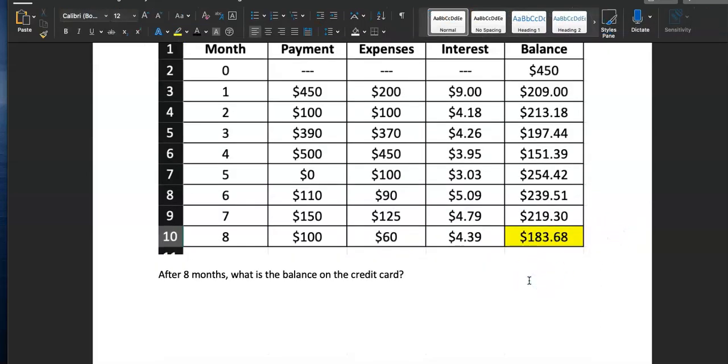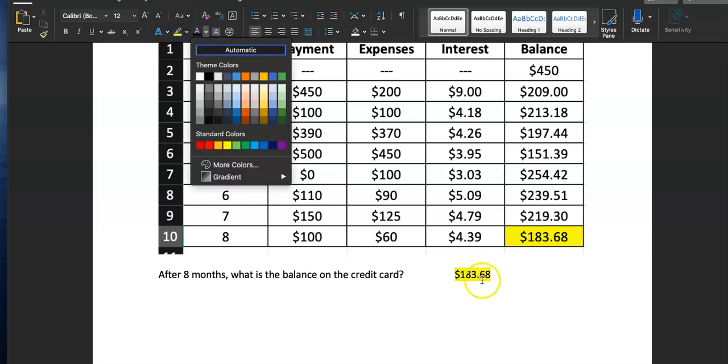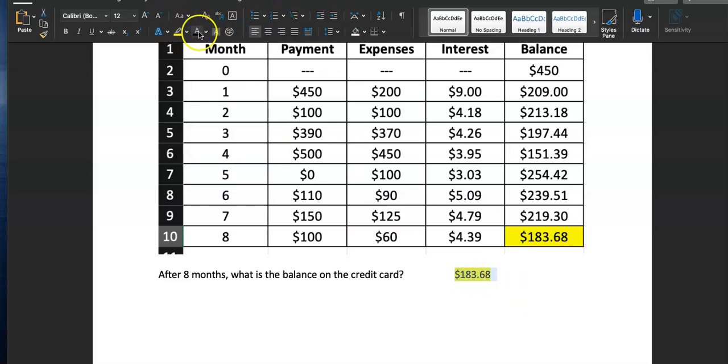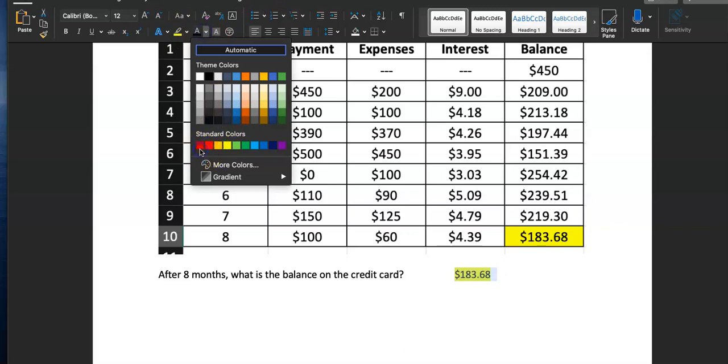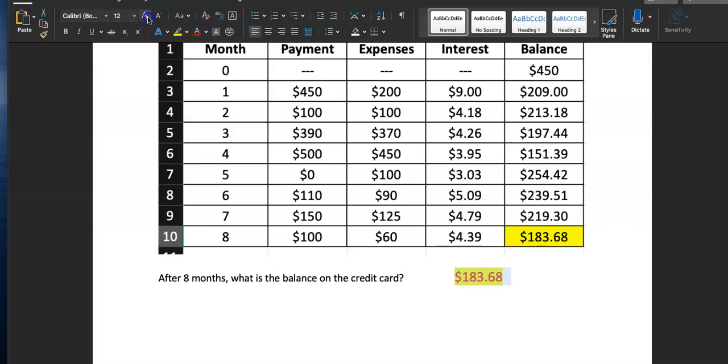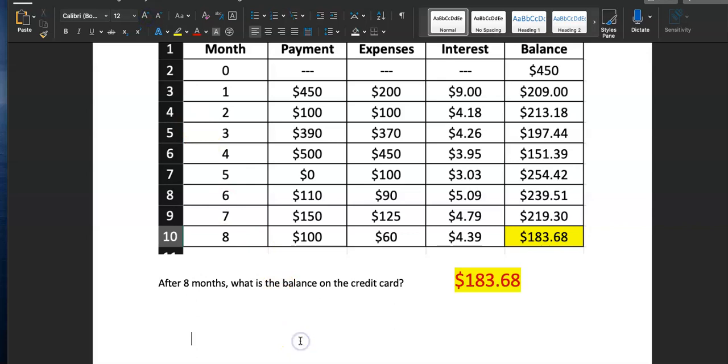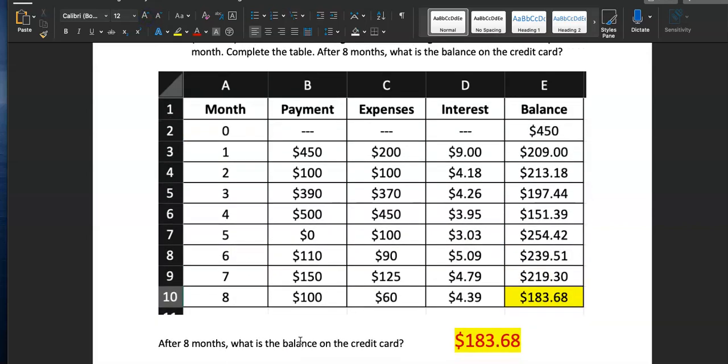After 8 months, what is the balance on the credit card? $183.68. I'm not saying you cannot do this by hand, but it was much easier when I used Excel, because I didn't have to do 17 calculations or 14 calculations. So that's what I would do if you see this problem on your 9.5 homework or your quiz 6.